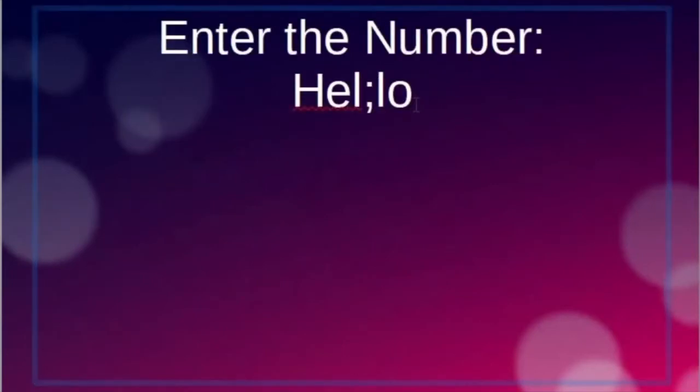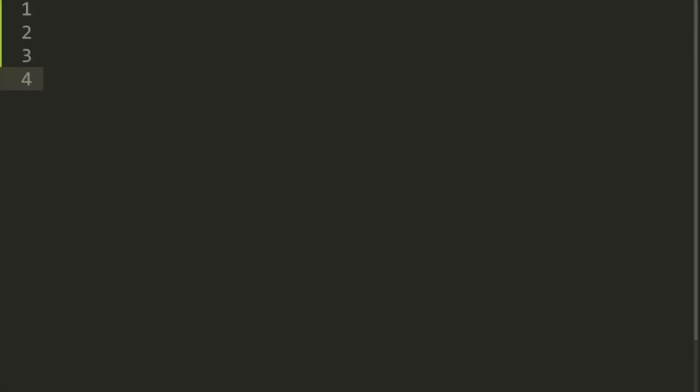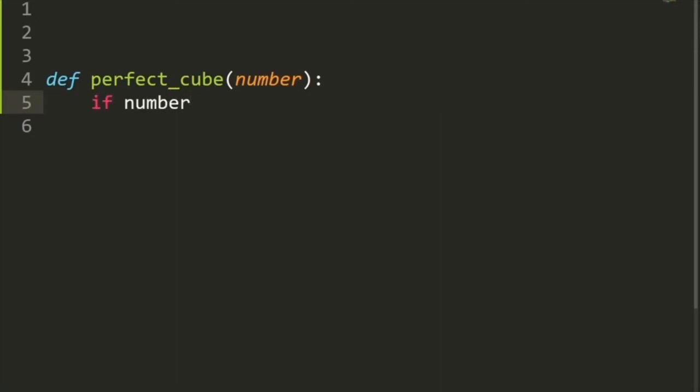So let's start with this algorithm, and now let's implement the code. It's time to implement this algorithm. So we say define a function perfect cube, and this takes the parameter number. Number is a parameter here, and we say if the number is greater than 0. So if number is greater than 0, that means the cube root of this number exists.